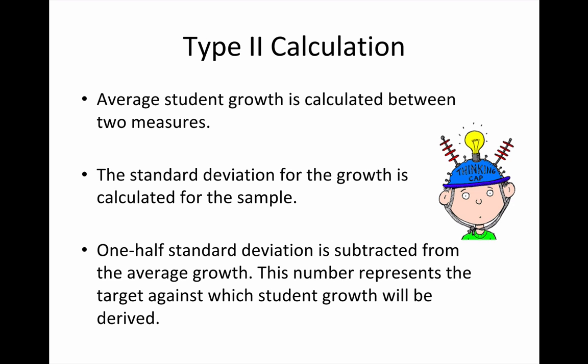Two measures, most commonly a pretest and post-test, are administered to all students within a grade level or content area. The average or typical growth made by students on these two assessments is calculated. Then, the standard deviation, or range between growth scores, is calculated. This number is divided in half to calculate 1/2 standard deviation. Finally, 1/2 standard deviation is subtracted from the average growth to identify a new target for student growth. This target number will be used to calculate each team's student growth rating.